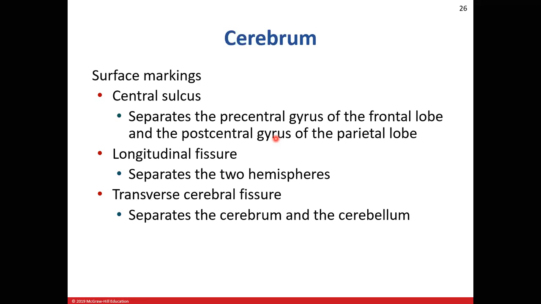The longitudinal fissure is going to be this deep crease that helps us separate the two hemispheres. So it gives rise to the right and the left hemispheres of the brain. We also have a transverse cerebral fissure, and that separates the cerebrum and the cerebellum.